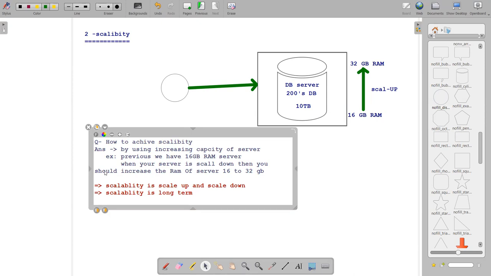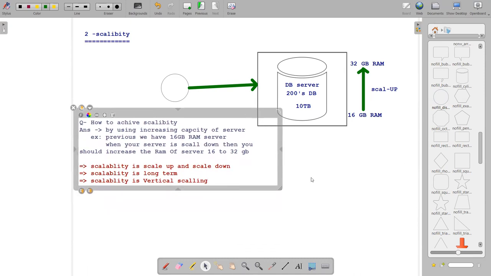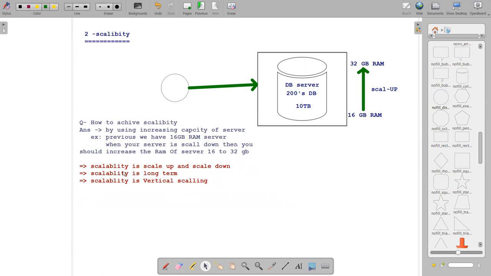Now scalability is also called vertical scaling. Vertical scaling. So this is about scaling. I think you understood what I mean. Suppose your server is down, then we need to increase that server. In scalability, we increase the capacity, not the number of servers. But in elasticity, we are increasing the number of servers, not the capacity of the servers.